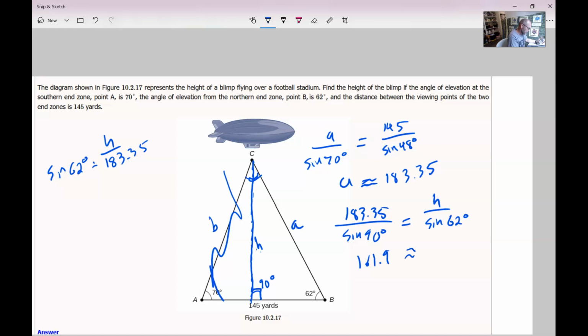So we go times sine of 62, and either way we get h is equal to 161.9. So the height of the blimp is 161.9, what is it, meters, feet, yards? Of course it's yards, we're talking about a football game.